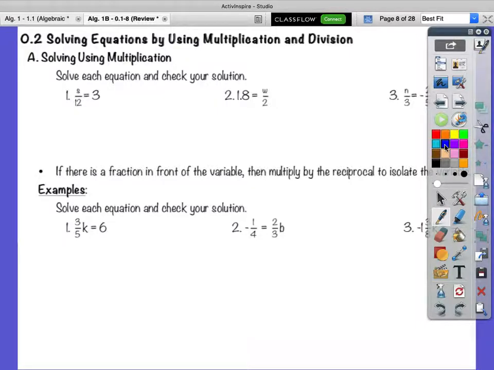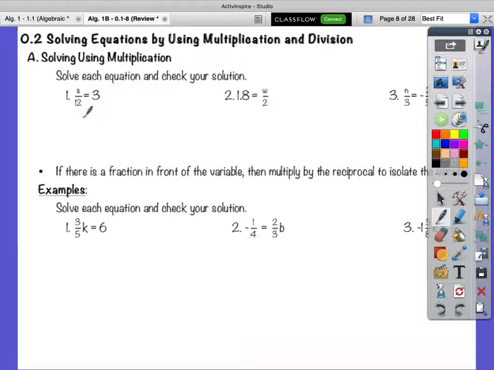If it was being divided by 400, if we're dividing by 400, what would you multiply by? 400. If I was dividing it by negative 12, what would I multiply by? Negative 12. You multiply by whatever is being divided by.